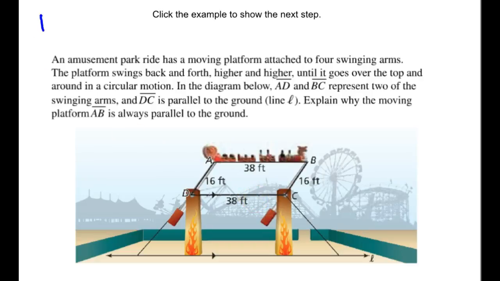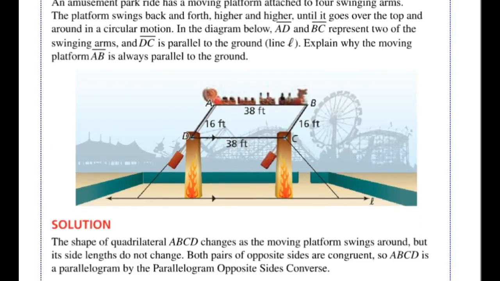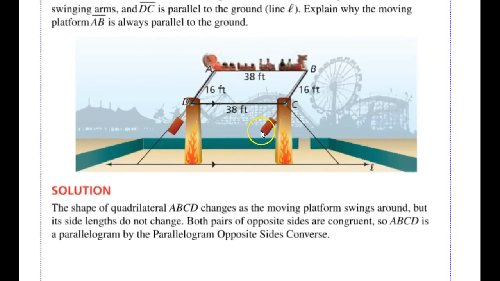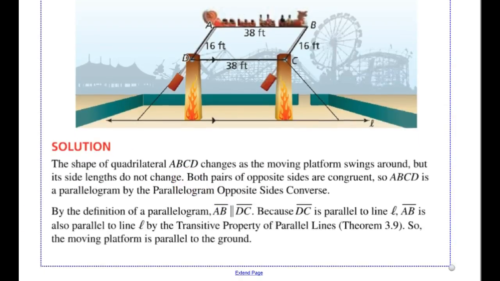So here we can look and see that the shape of my parallelogram is always going to change, but other things that I know are not going to change at all. So here we go. My shape changes as the platform swings around, but the side lengths don't change, right? The length of the swinging arm is always going to be 16 feet, and the length of the platform is always 38 feet, and same here. So since I know that my opposite side lengths are always going to be the same, I know that this is a parallelogram using my parallelogram opposite sides converse theorem.